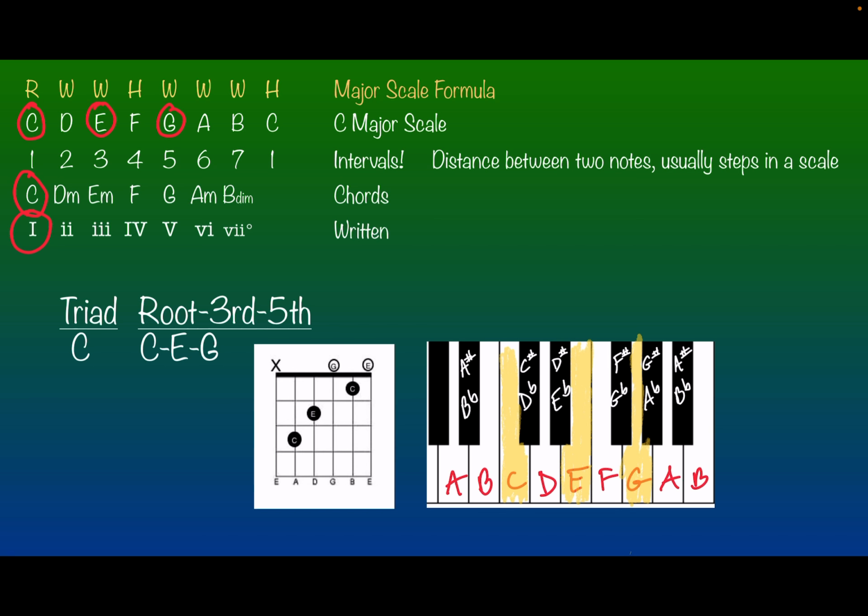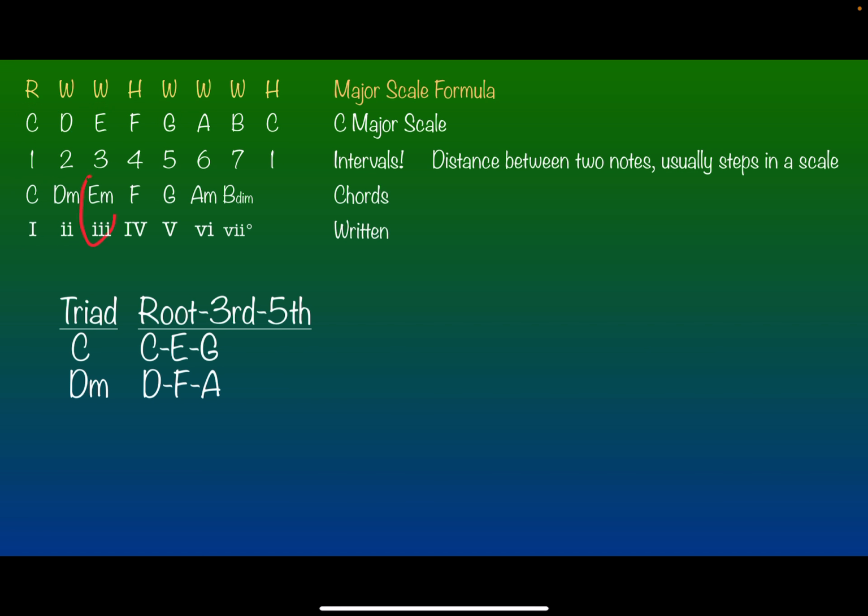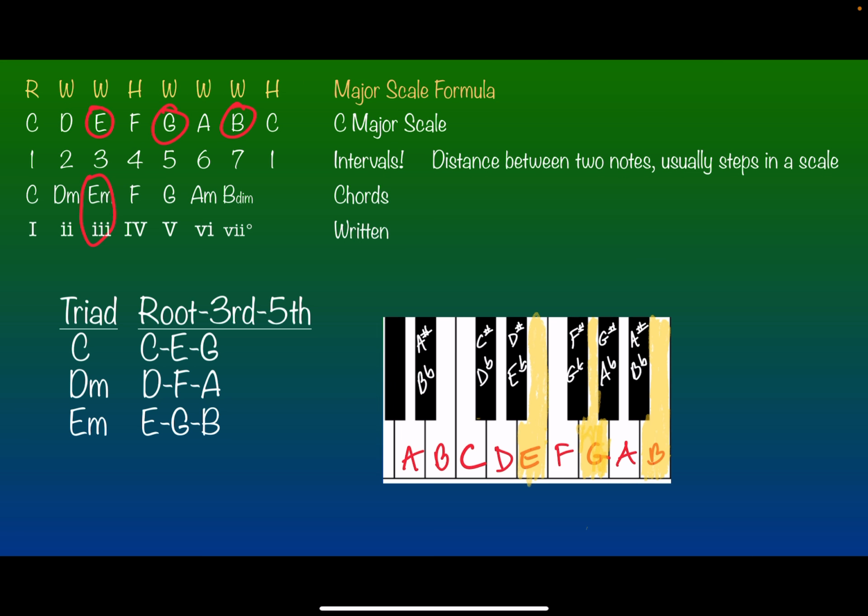All right, let's move on to the 2 chord, D minor. The root is D. The third from D is F. The fifth from D is A. D minor, D, F, A. Let's move on. E minor, the 3 chord. The root is E. Third from E is G. Fifth from E is B. E minor is E, G, B. And again, if you know how to play E minor on a piano, just to illustrate it, these are the notes you would be playing. And it is E, G, and B.